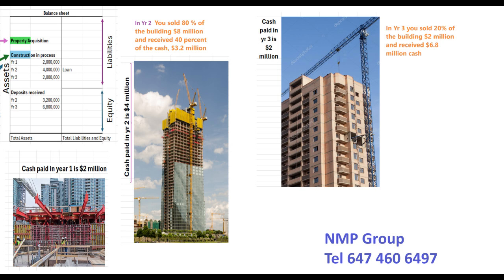In year 3 you finish the entire building by spending another 2 million. You sell the other 20% for 2 million and collect all cash from customers, 6.8 million.